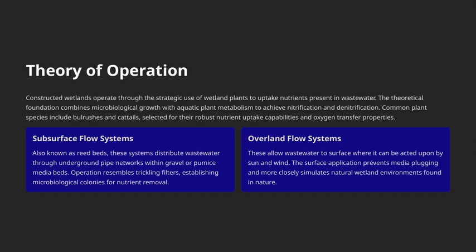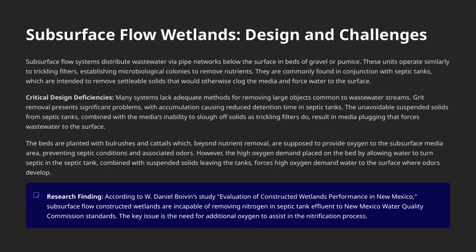On the other hand, overland flow systems allow the wastewater to surface, where it can be exposed to sunlight and aeration from the wind. This surface application not only prevents media clogging, but also mimics natural wetlands more closely. Both approaches leverage natural processes to effectively treat wastewater, aligning with our overall goal of sustainable and ecologically friendly treatment methods. Let's talk about subsurface flow wetlands, specifically their design and some of the challenges they face.